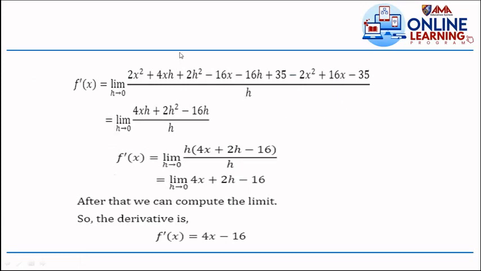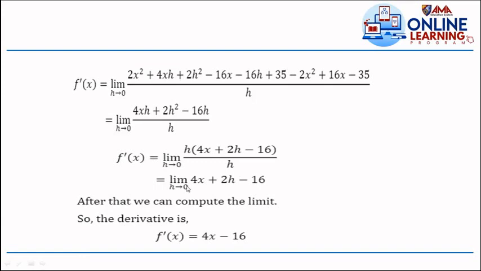Next, we're going to collect the like terms. So 2x squared will be cancelled. The 16x cancels, and plus 35 minus 35 also cancels. So what's left will be 4xh plus 2h squared minus 16h all over h. Next, we're going to factor out h. So we have h times the quantity 4x plus 2h minus 16, all over h. Okay? So 4x plus 2h minus 16 as h approaches 0.